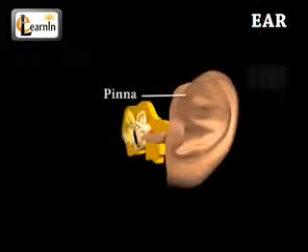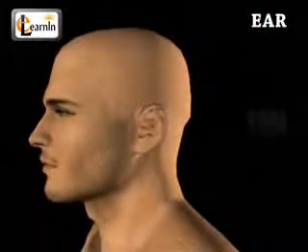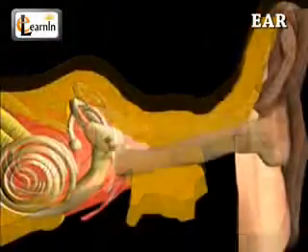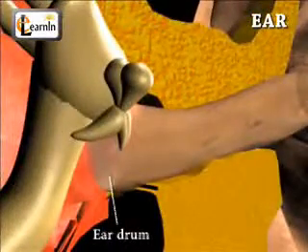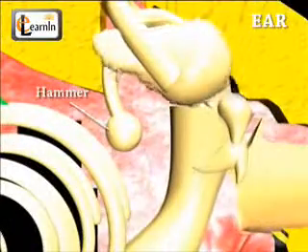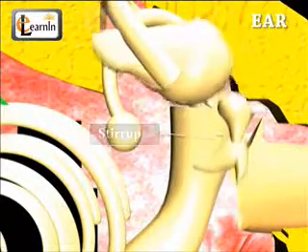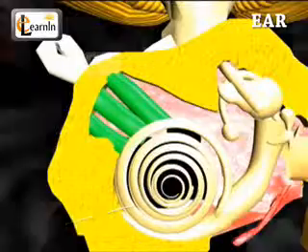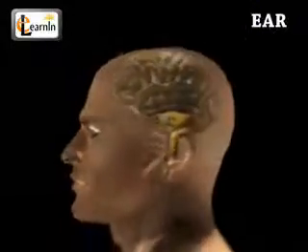The pinna, also known as the auricle, is the visible portion of the ear that is extremely seen. This helps in locating sound sources and directs the sound into the ear. This does not play any role in maintaining the balance of sound that is heard. The ear canal is a tube-like pipeline that connects the outside of the ear to the eardrum. The eardrum is the middle of the ear, which vibrates on receiving sound waves. The hammer, on receiving the vibrations from the eardrum, sends them to the anvil, that in turn passes them to the stirrup, and these are then passed to the inner ear. The inner ear consists of the cochlea and a liquid. The cochlea is a shell-like structure. The eustachian tube controls the amount of pressure in the ear. The auditory nerve carries the sound to the brain, and it is the brain that interprets the sound.